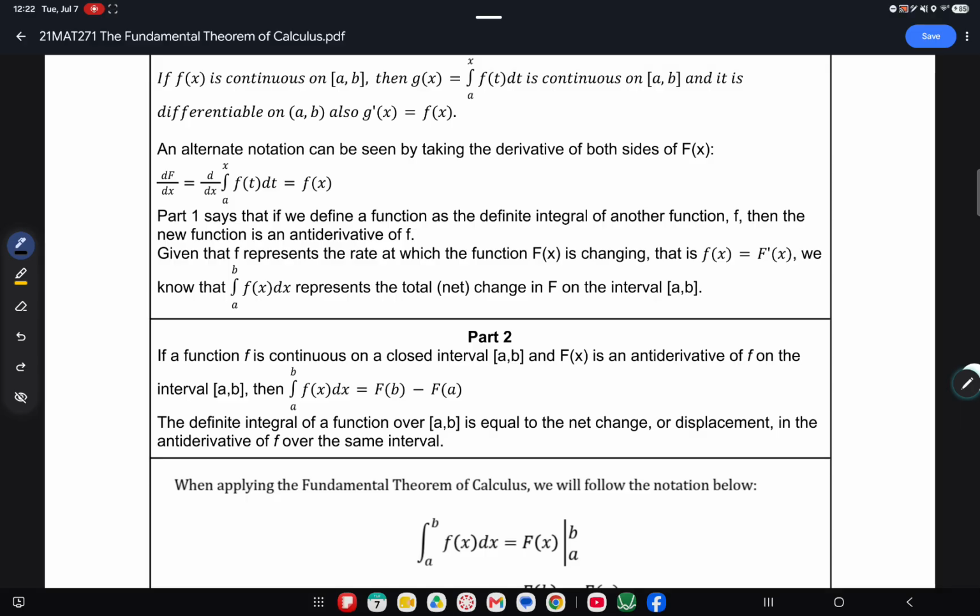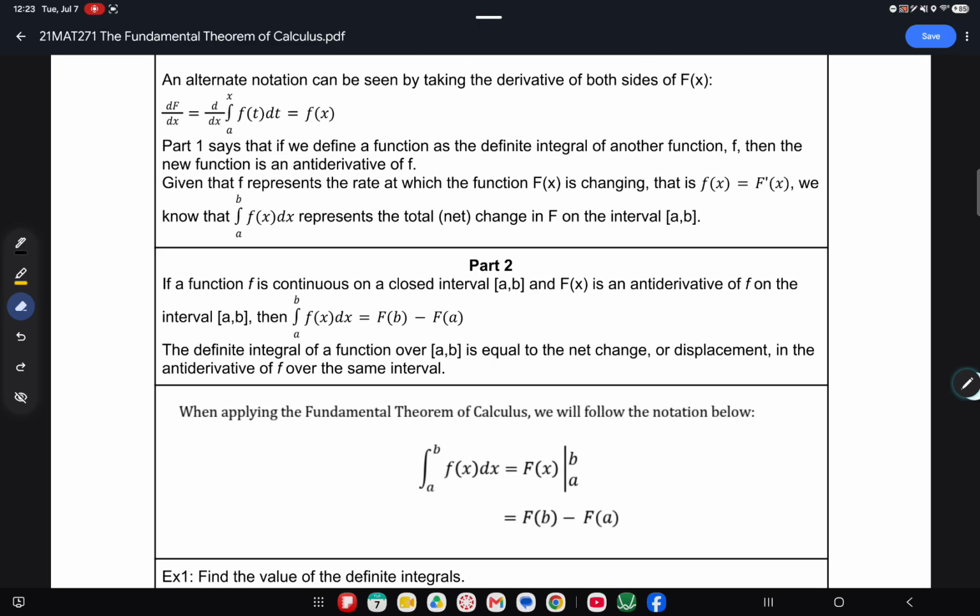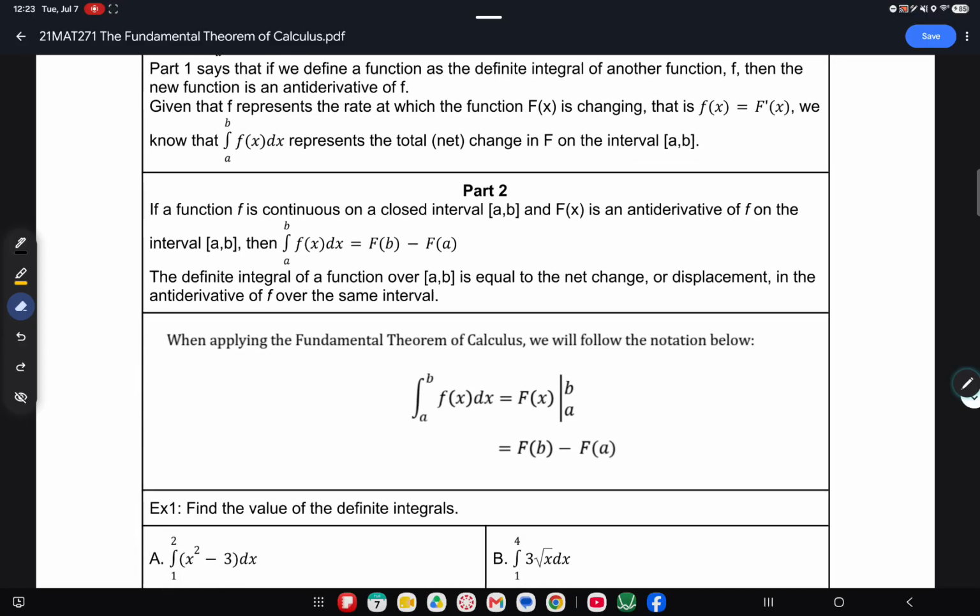So given that f represents the rate at which the function big F of x is changing, that is, f of x is the derivative of the antiderivative, then we know that the integral from a to b of f of x dx represents the total change, or net change, in big F on the interval a to b. Right? So that's a lot to process. Let's look at part 2, and then we'll get through some examples. Might be the best way to look at these.